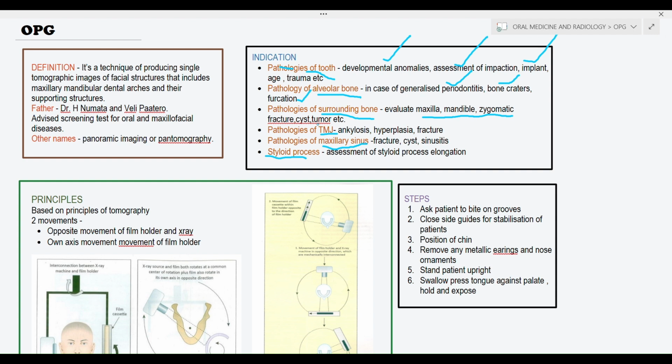In the pathologies of TMJ, it helps us to evaluate ankylosis, hyperplasia, fractures of TMJ, etc. In the pathologies of maxillary sinus, we could evaluate fractures, maxillary sinusitis, etc. And in styloid process, assessment of the styloid process elongation can be done.